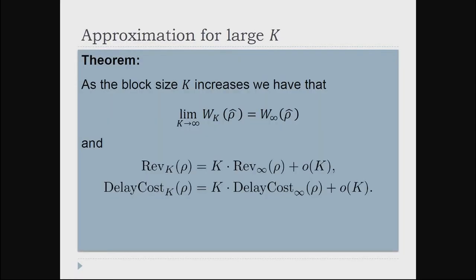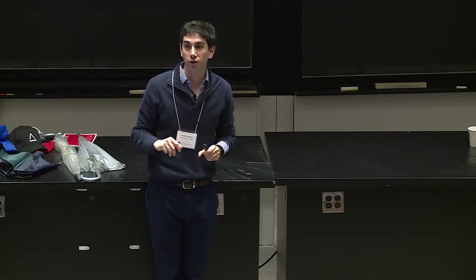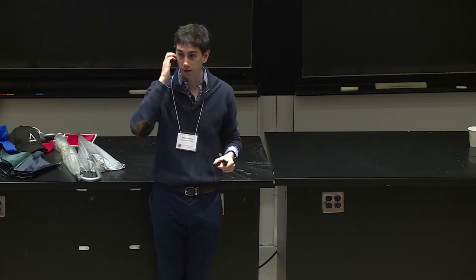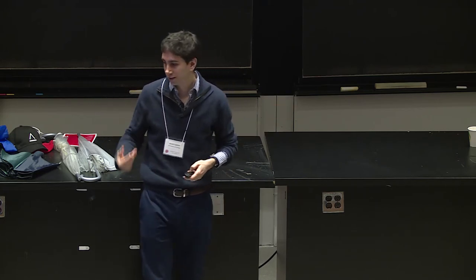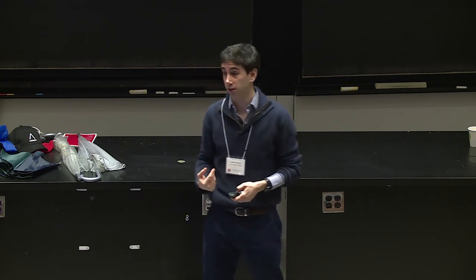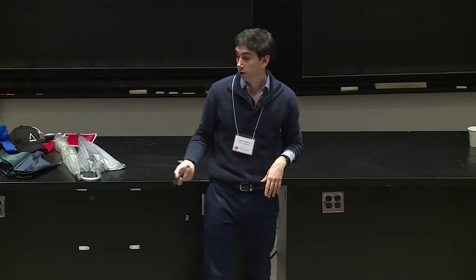Then the revenue that you get from the block size is just k times the revenue per slot in the block. So the way to think about it is that big blocks are just like a highway with many toll lines. It's just a scaled version of some idealized infinite block size system where there's just one toll line for many. So this is some scaling that allows us to treat the block size parameter a bit more tractably.